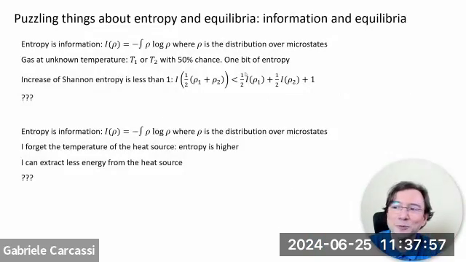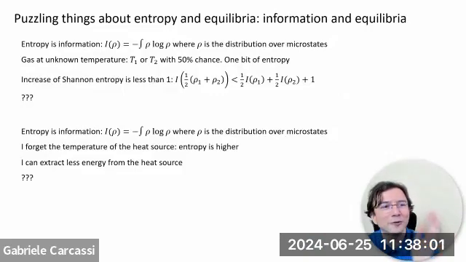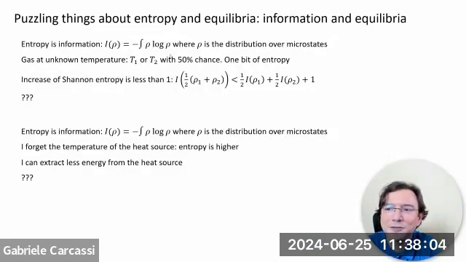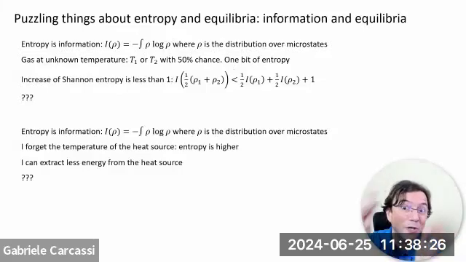And other things: when we talk about entropy and information, we say, oh, entropy is related to information theory. So entropy can be seen as information, which is minus the integral of rho log rho, where rho is the distribution of the microstate. And suppose you have a gas at an unknown temperature, which could be T1 or T0 with a 50% chance. Well, that encodes 1 bit. So we would expect the entropy to go up by 1 bit when I mix this. But if you do the mixture, you take the two distributions and you put them together and mix them. Since there is some overlap between the distributions of the gases, the increase is strictly less than 1 bit of entropy. So that doesn't quite make sense.